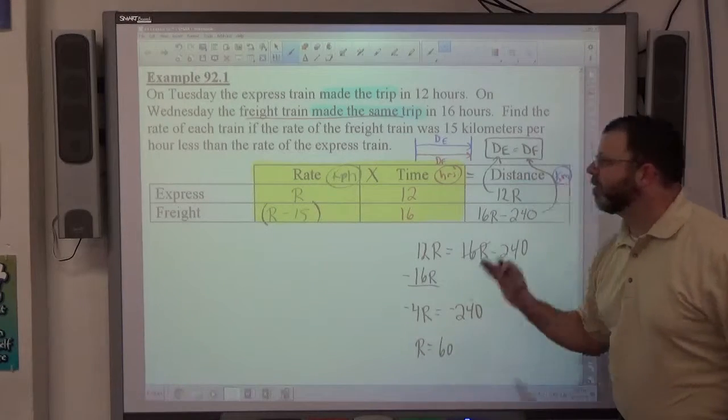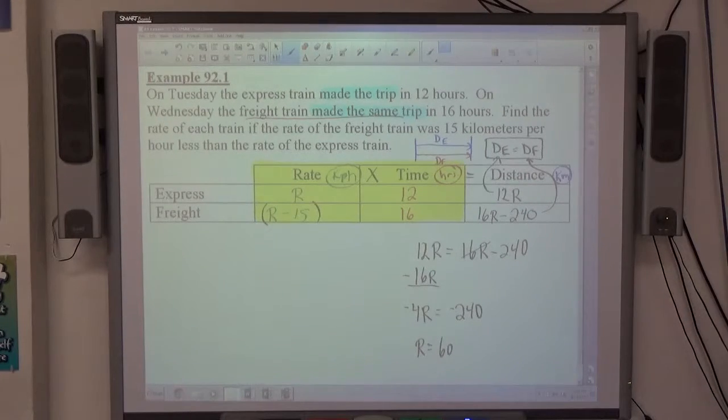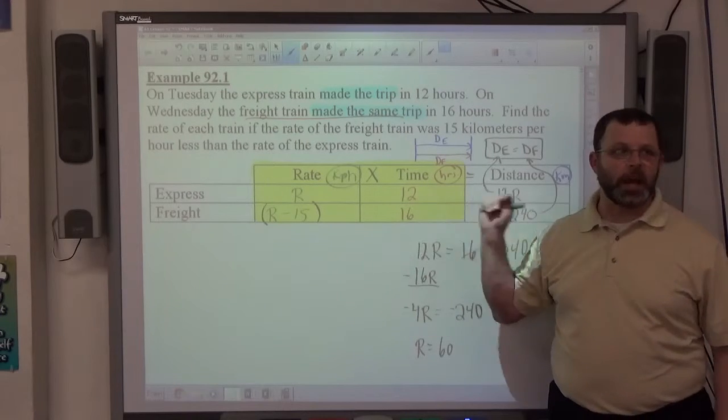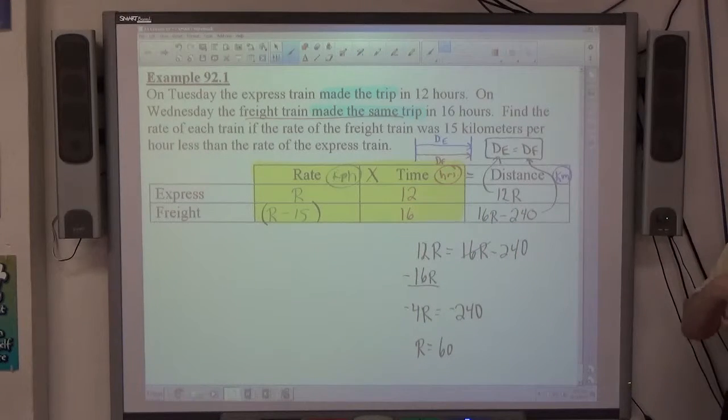Now, first off, I used r for the word rate. I could also use s for speed if I wished. S's look like 5s, r's look like r's, so I like to use r for rate. If you want to use x every single time, I don't care, it doesn't matter. I like to use r's for rates, t's for times. But again, it doesn't matter what variable you use so much as you do it correctly.